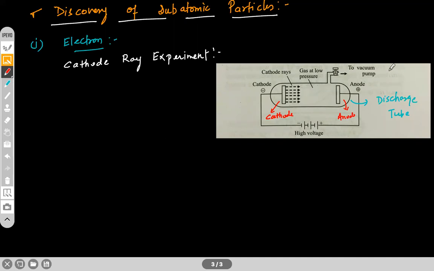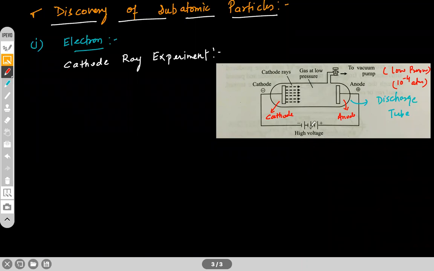We use a vacuum pump to maintain low pressure in the tube, approximately 10 to the power minus 4 atmospheric, right? And this discharge tube is filled with any gas. We remove all the air and we fill any gas into this discharge tube.